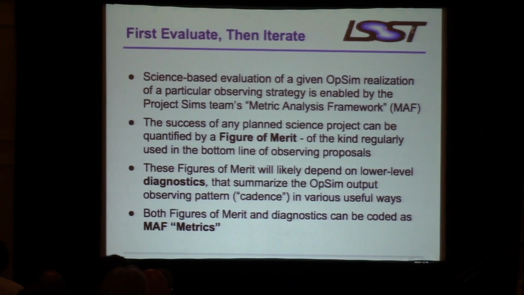Now, that figure of merit is likely to depend on various features of the observing strategy that we can capture quantitatively in things that we might call diagnostics, that somehow summarize the observing pattern that the telescope follows and allow us to evaluate that pattern for how well it will enable us to achieve our figure of merit. So we have figures of merit and diagnostics as concepts. It turns out both of those things can be coded within the MAF using metric classes. So when I use the word metric, I try and reserve it for this piece of code written in MAF. But more generally, we're interested in diagnostic metrics and figure of merit metrics.